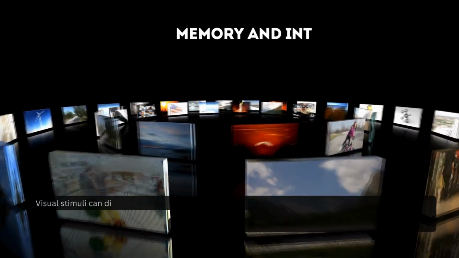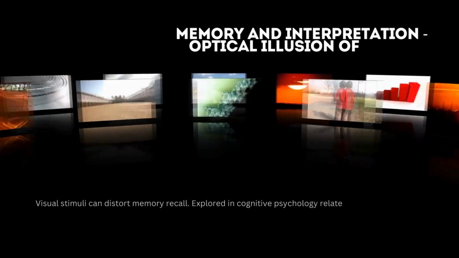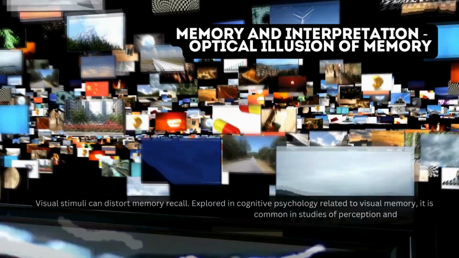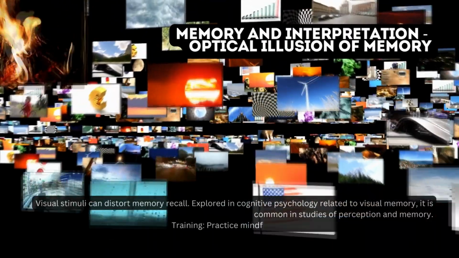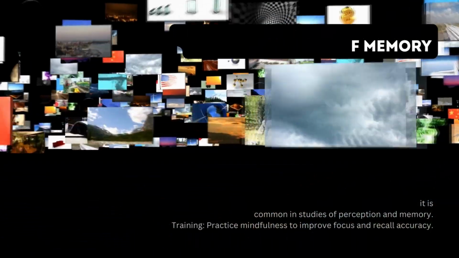False memory: recollections of events can be altered or fabricated. Studied extensively by Elizabeth Loftus in the 1970s and 80s, it is relevant in legal contexts and eyewitness testimony. Training: regularly verify memories against factual sources to maintain accuracy.